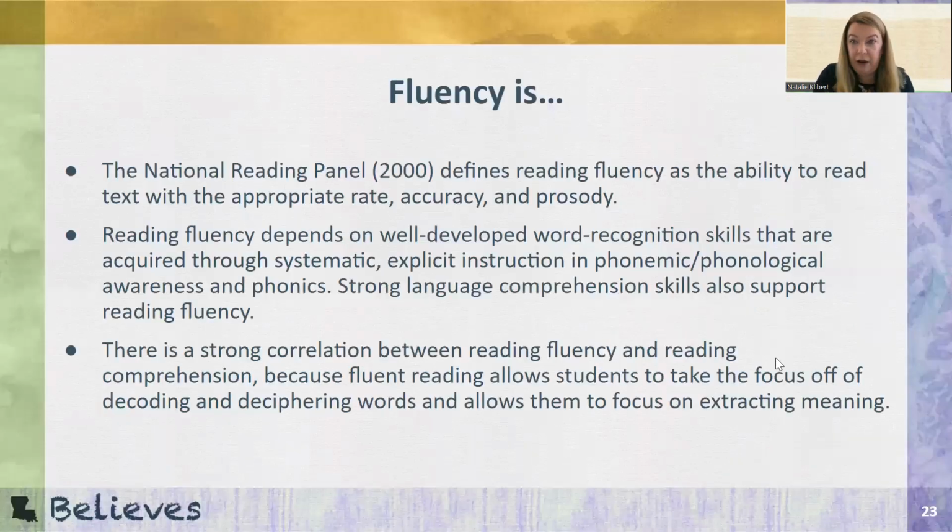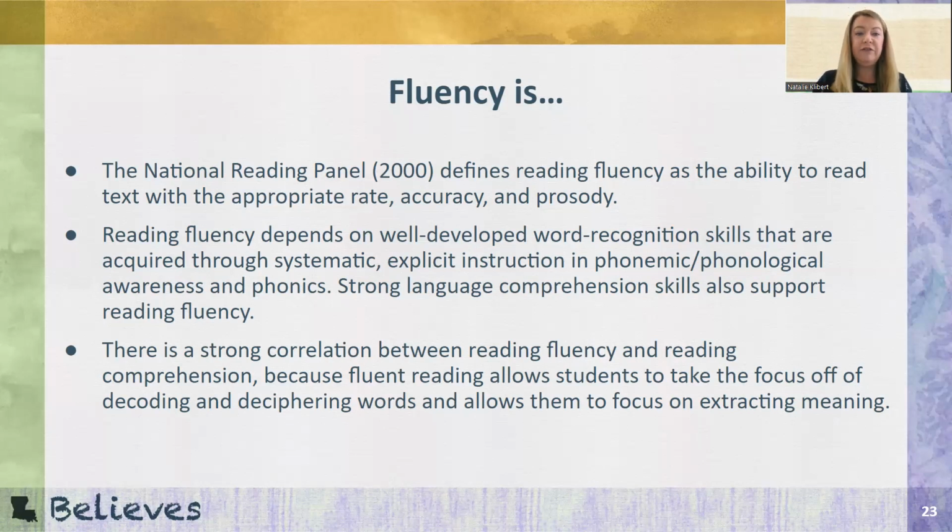The National Reading Panel in 2000 defined reading fluency as the ability to read text with the appropriate rate. So that means how quickly or slowly we read it. Accuracy, are they accurately reading the word? And prosody. And prosody means the inflection and expression we use, the pauses we make as we're reading.